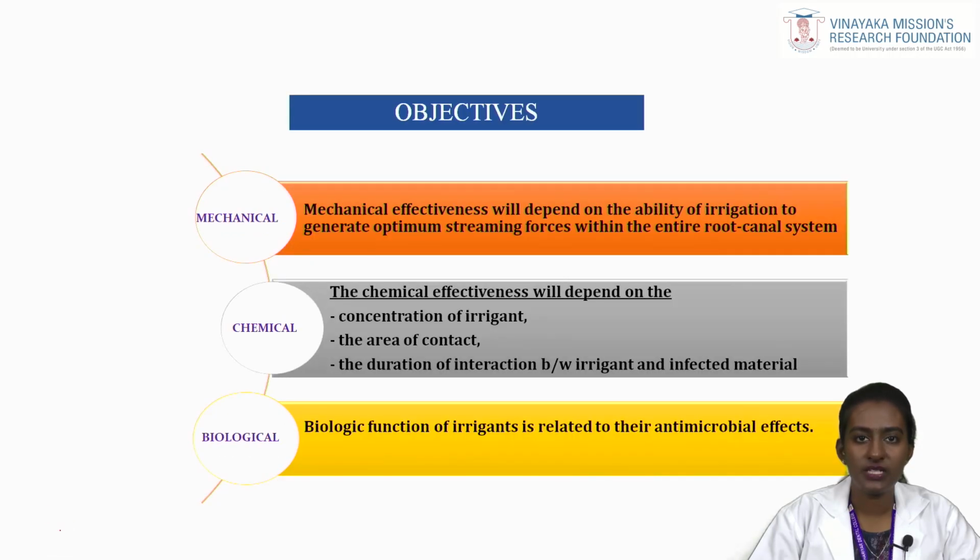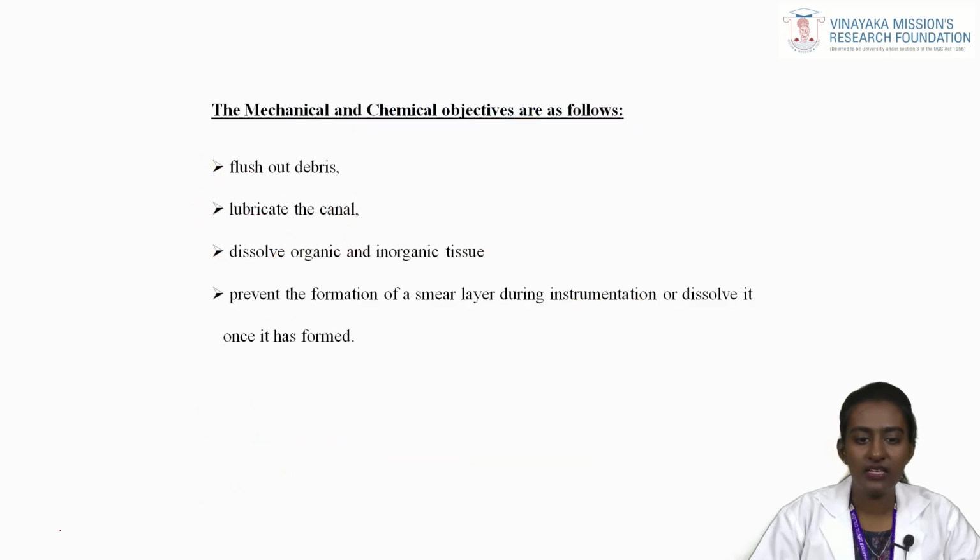So, the basic objectives of an irrigant are three. The first one is the mechanical objective, the second one is the chemical objective, and the third one is the biological objective. The mechanical and chemical objectives are as follows. First, it has to flush out the debris, lubricate the canal, dissolve the organic and inorganic tissues, and prevent the formation of a smear layer during instrumentation or dissolve it once it has formed.